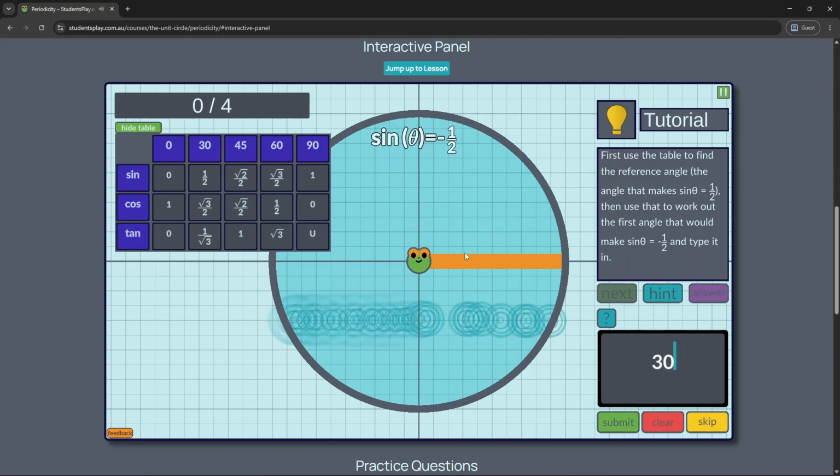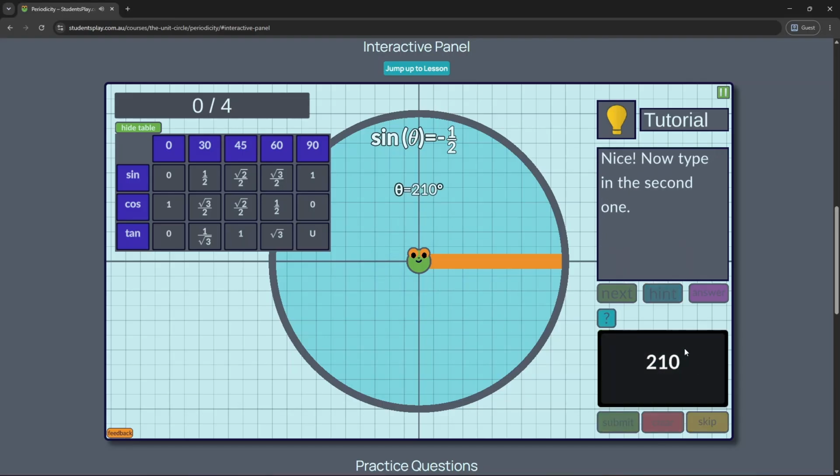And assuming that we're going positively, so around this way, we want to be down here first. And the second one would be once we get around to here. So this one here, using a 30, we'd go 180, then an extra 30 to get 210. Let's try that. Oops, I need to click back into the box. Okay, now type in the second one.